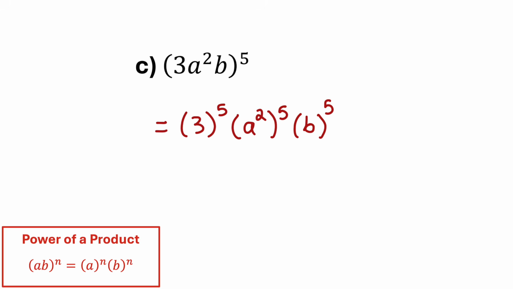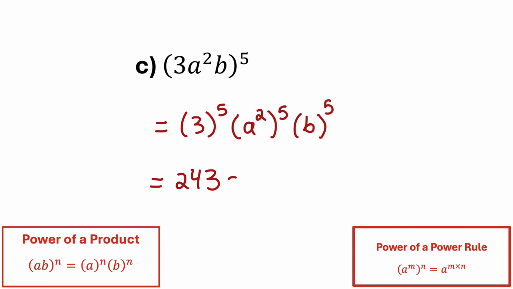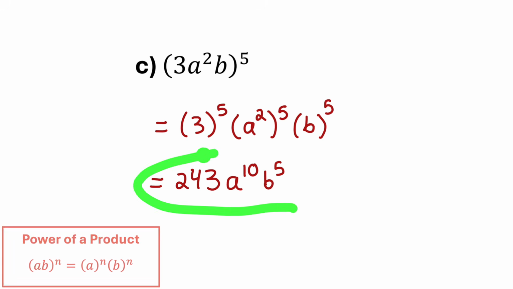3 to the power of 5 is 243. A squared to the power of 5 is a power of a power. Keep the base of a and multiply the exponents, 2 times 5, to get 10. And then we also have multiplied by b to the power of 5. So there's the final simplified answer.